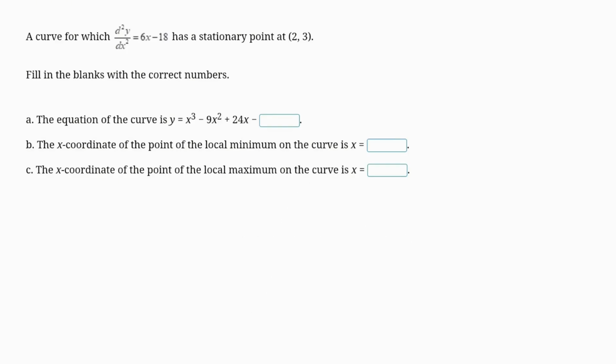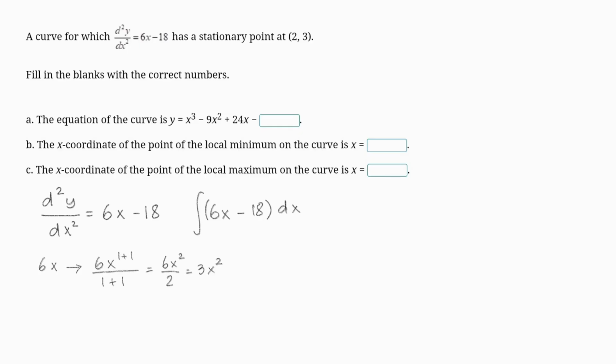Let's dive in. We start with the second derivative, d squared y over dx squared equals 6x minus 18. To get back to the original function y, we have to integrate twice. Let's start with the first integration to find the gradient function, dy over dx. So, we are going to use the power rule to integrate the function 6x minus 18.